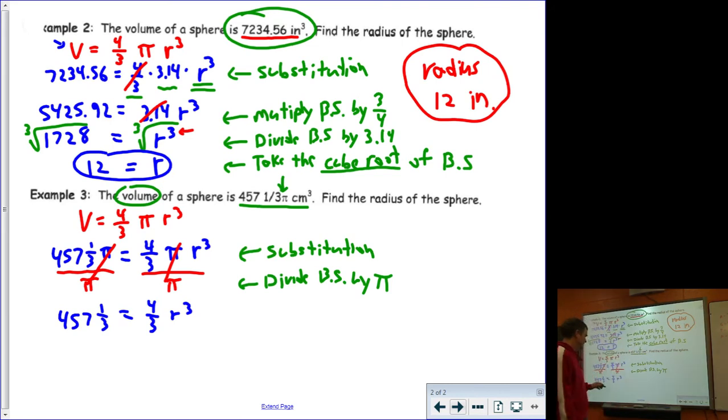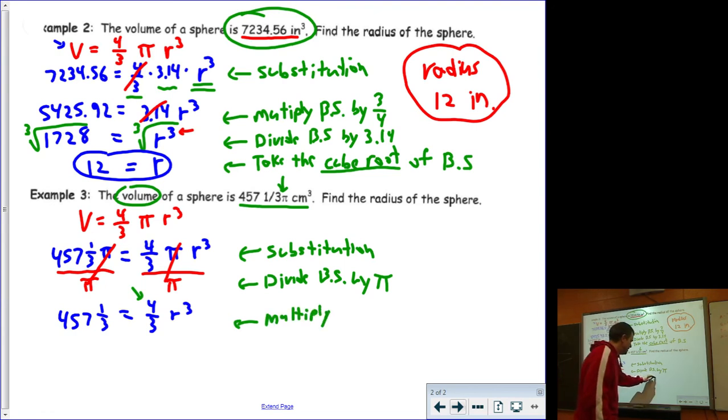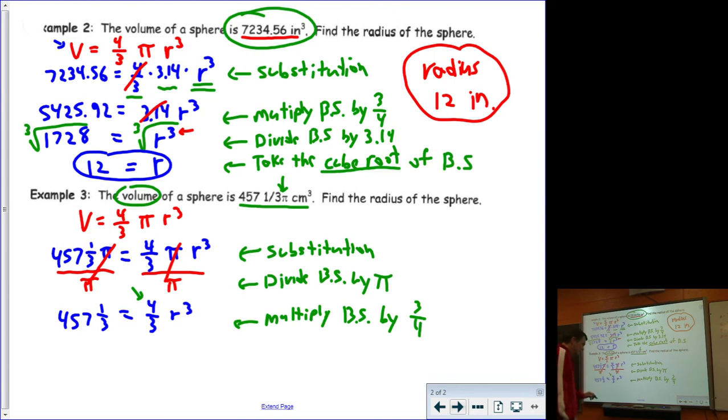The next thing I want to get rid of is the fraction, so that the r cubed can stand alone. And to get rid of the 4/3, to get rid of the fraction, I'm going to multiply both sides by the reciprocal of the fraction, which is 3/4. That gives me, let's see, on the left side, it gives me 343. And on the right side, it gives me r to the 3rd.